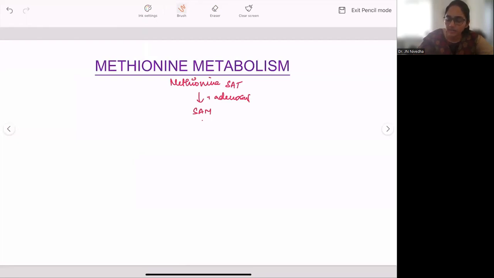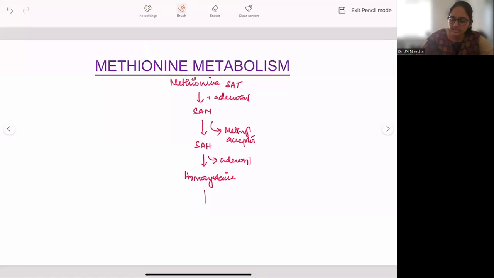Now, S-adenosyl methionine is converted to S-adenosyl homocysteine, as the methyl group is taken up by the methyl acceptors. Now, S-adenosyl homocysteine is converted to homocysteine by removal of the adenosine group. So this is how methionine is converted to homocysteine. Now homocysteine is converted to cystathionine.